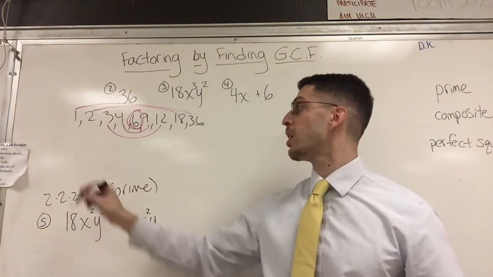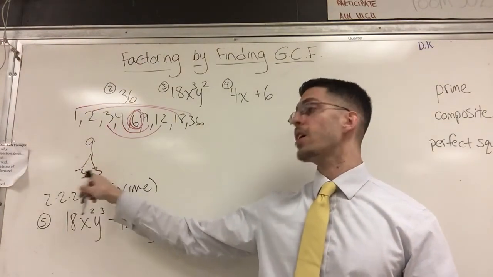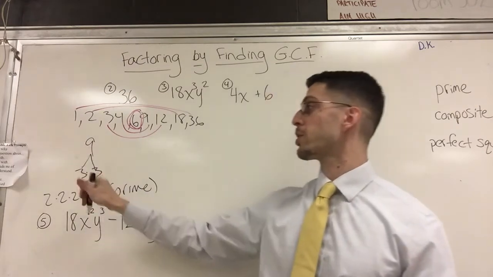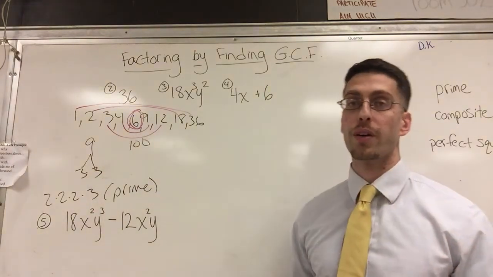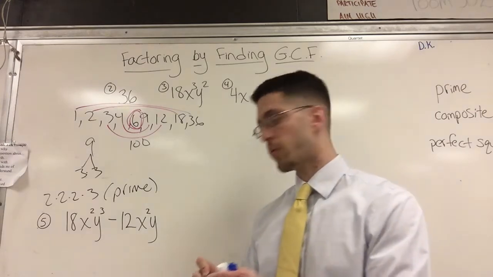For example, 9, right? Because 3 times itself doesn't have a pair. It is its own pair. So these are perfect squares. 9, 100 is a perfect square. 36. Think about all your favorite perfect squares. Write them down. All right? Let's move on.